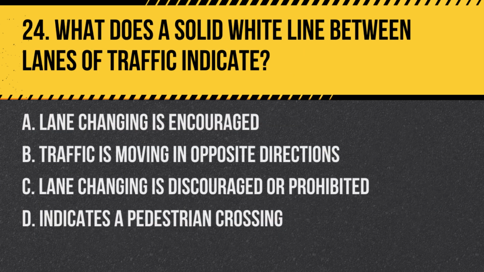Question 24. What does a solid white line between lanes of traffic indicate? A. Lane changing is encouraged. B. Traffic is moving in opposite directions. C. Lane changing is discouraged or prohibited. D. Indicates a pedestrian crossing. Answer. C. Lane changing is discouraged or prohibited. A solid white line is used to mark lanes where lane changes are considered unsafe.